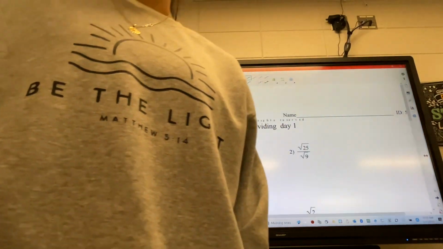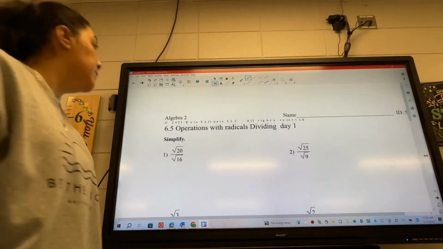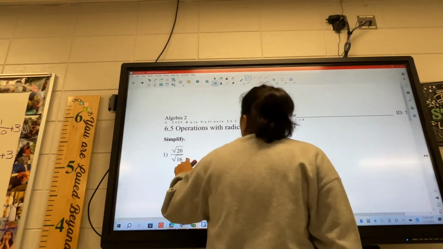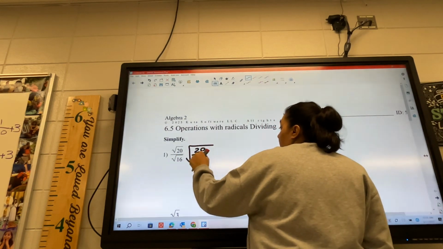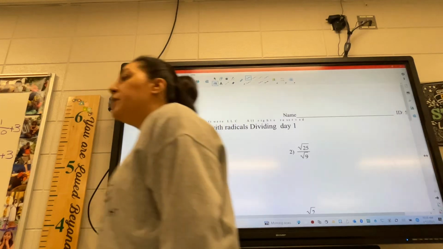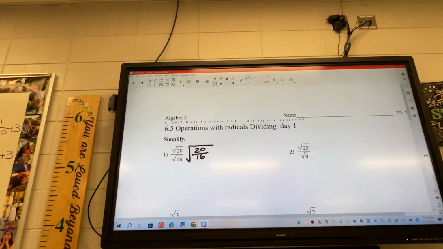Have a 2 on the outside, okay, an index of 2, which means you can take this and put them underneath the same radical like so, okay? So instead of having 2 separate houses, now they moved in together and they're in one house.